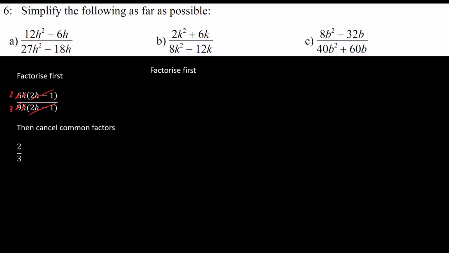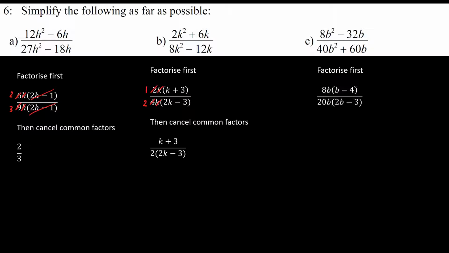In B, we can take out 2k at the top and 4k on the bottom. This isn't as satisfying as the first one. You can only cancel by dividing by 2k, which gives us 1 on the top and 2 on the bottom. Remember, when you have a 1 out the front of brackets, you can just drop the brackets. So we have k plus 3 over 2 outside of 2k minus 3.